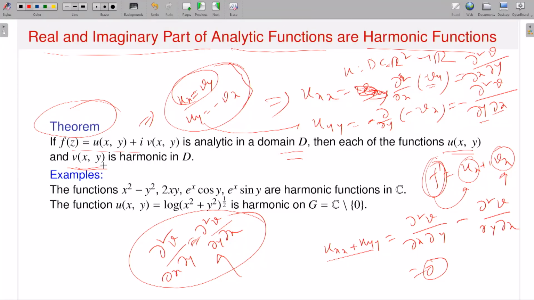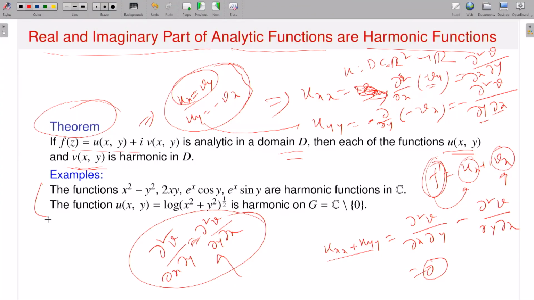So this is very nice. If I have an analytic function of the form u plus iv in some domain, then its real and imaginary parts are harmonic functions. These are the examples I have given: the functions x square minus y square, 2xy, e to the power x cosine y, e to the power x sine y. These are all harmonic functions in C.